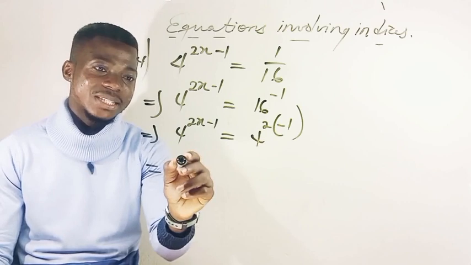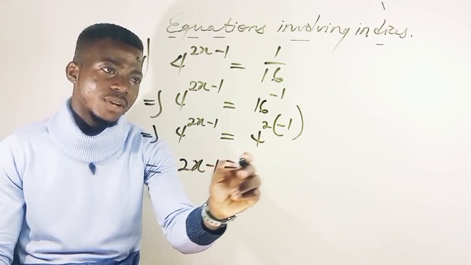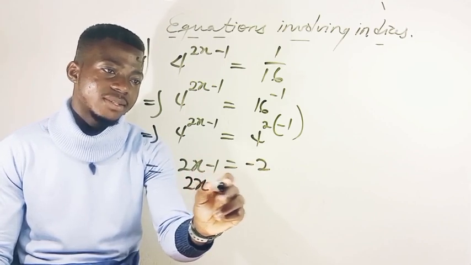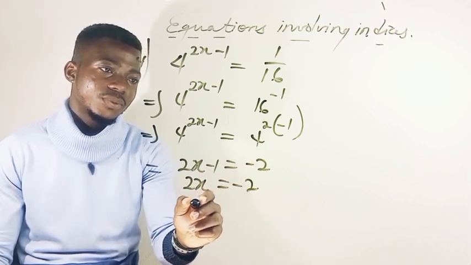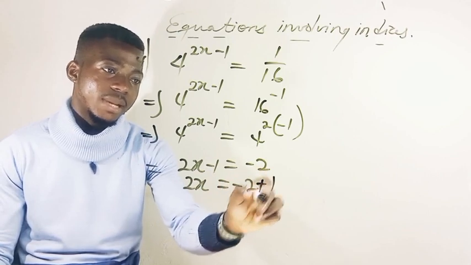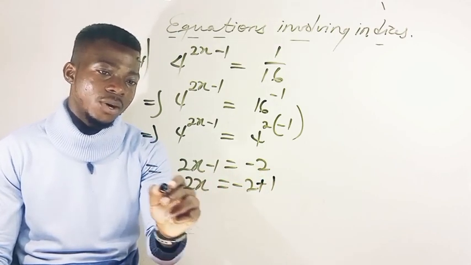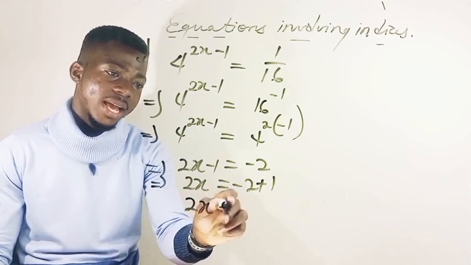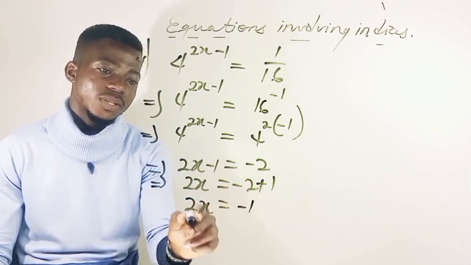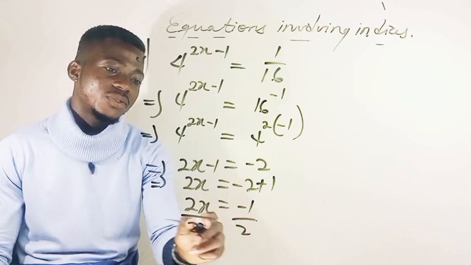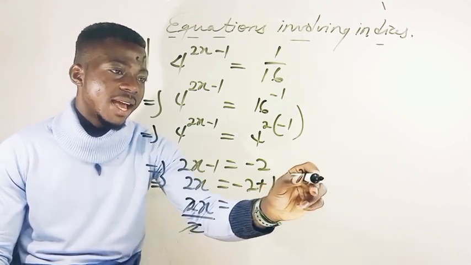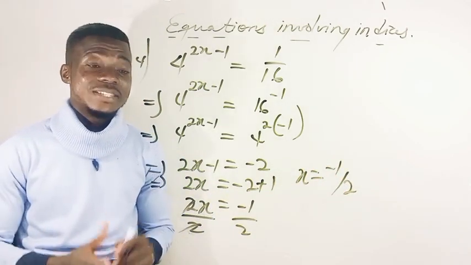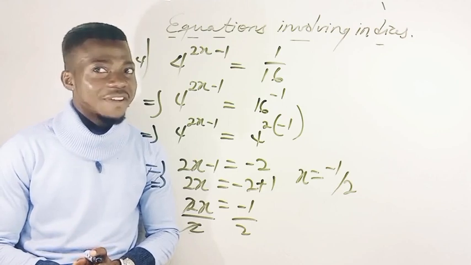So now we'll pick the exponents. That is 2x minus 1 equal to 2 times minus 1, which is minus 2. So we have 2x equals minus 2 plus 1. Now here we will be having 2x equals minus 1. So now here 2, here 2, this one cancels that. x is equal to minus 1 over 2. And that's it. It's very simple. You see, very, very simple, guys.